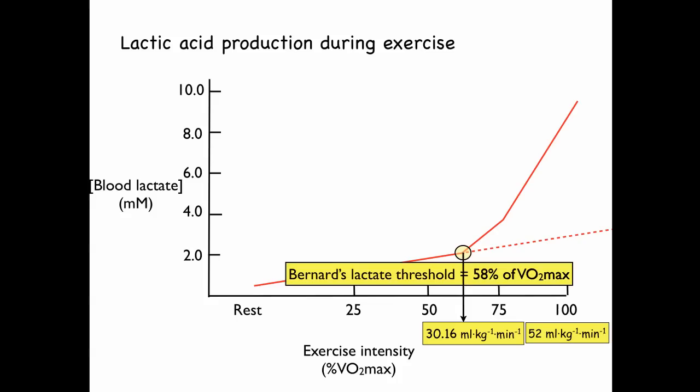Let's put that back into our graph. So earlier we said we need to find out what speed is going to elicit a VO2 of 30.16, and now we've just found that out. It's 133.3 meters per minute. So that's the maximum speed Bernard can run his marathon at. If he starts to run any faster, he's going to start to accumulate lactate, and that's going to inhibit his performance.